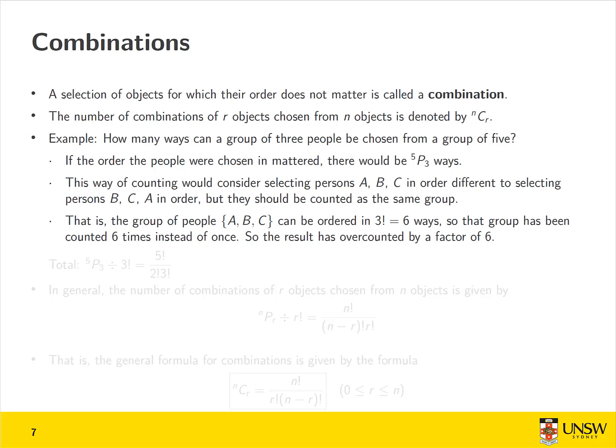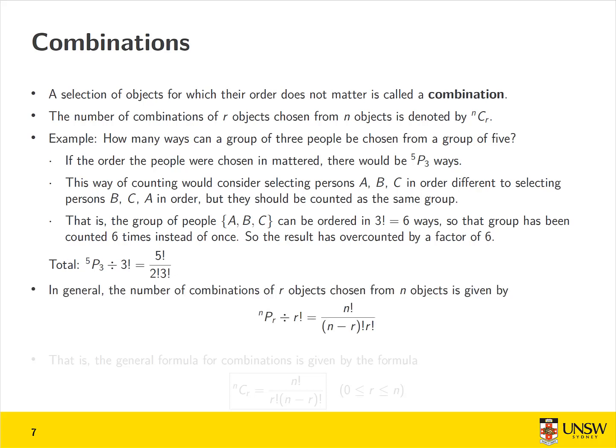This means that in general, each group has been counted 3 factorial times instead of once. So dividing through by this overcounting factor, the total number of groups formed is given by 5P3 divided by 3 factorial, or in terms of factorials only, 5 factorial divided by 2 factorial times 3 factorial.